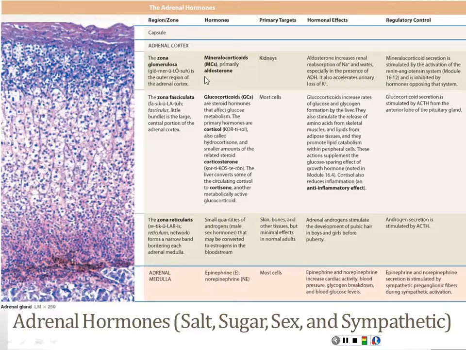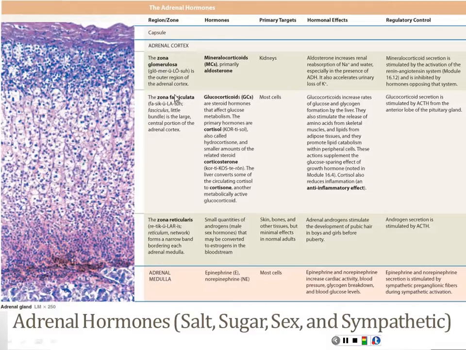Okay, so because there are 4 different kinds of hormones that come out of the adrenal gland, you need a good mnemonic, right? So it's the 4 S's. Salt, sugar, sex, and sympathetic. Okay? Salt is the outermost one because minerals are salts. Sodium is a salt, potassium is a salt. So aldosterone, which comes from the outermost layer, controls sodium and potassium levels in the body. Okay, so that's the salt.